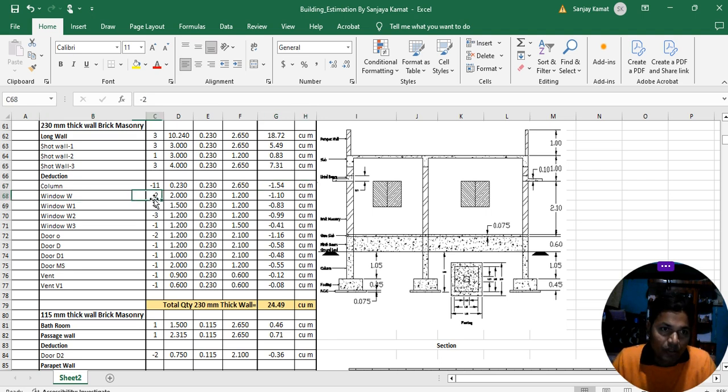So similarly you can do for the windows. We are subtracting number of windows 2, and length of this window is how much? 2 meter, and then breadth is 0.230 meter, and depth of this window is how much? 1.200 meter. So once you get this, then multiply these four values, then you will get the value. This time you will get the value in negative, because the number of windows is in negative. So after multiplying, you can get minus 1.10 cubic meter. Okay.